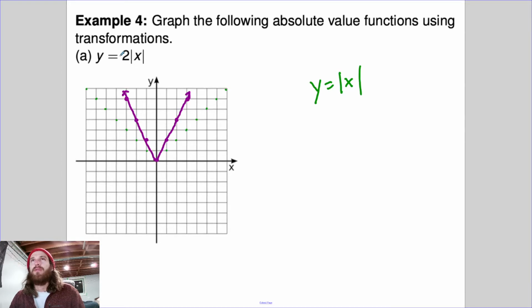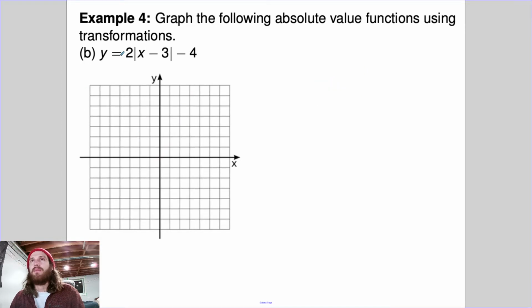How is this different from this? Well, it's the exact same shape. It's just been shifted to the right 3 and 4. So you can just take that same shape that we just drew, shift it over this way. And that's it. Easy peasy, lemon squeezy.